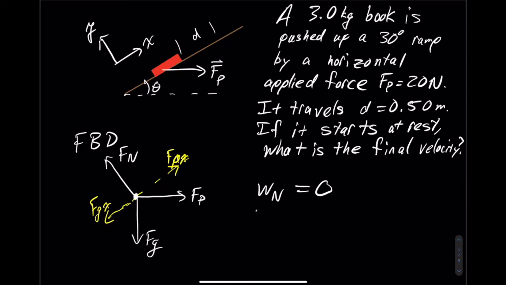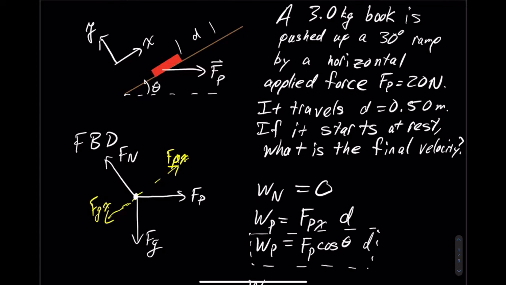So the work done by the pushing force is going to be equal to the x component of the pushing force times the displacement. In this case, that's going to be the pushing force times the cosine of theta times d, and that is a positive value because the x component of the pushing force points in the same direction as the motion.